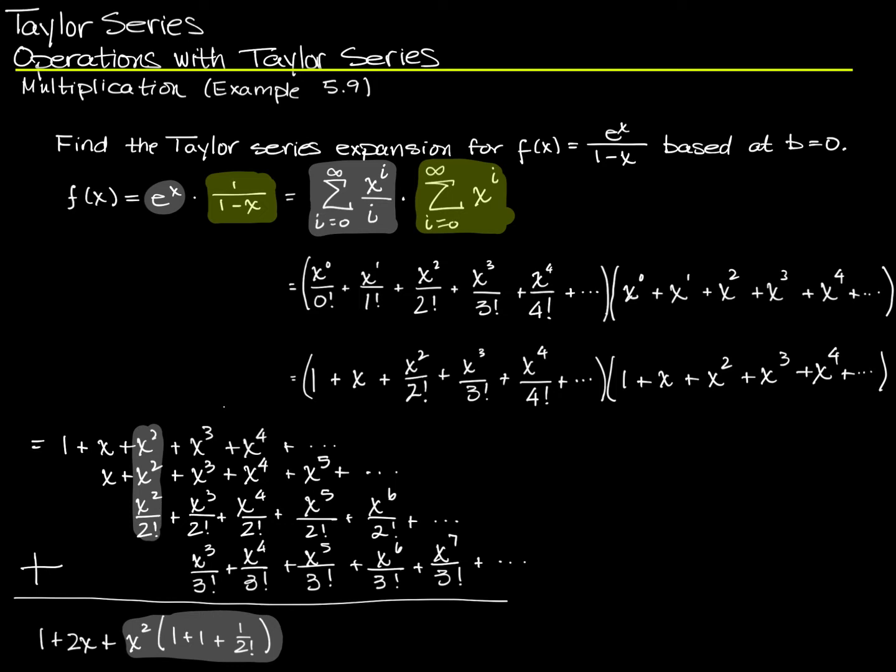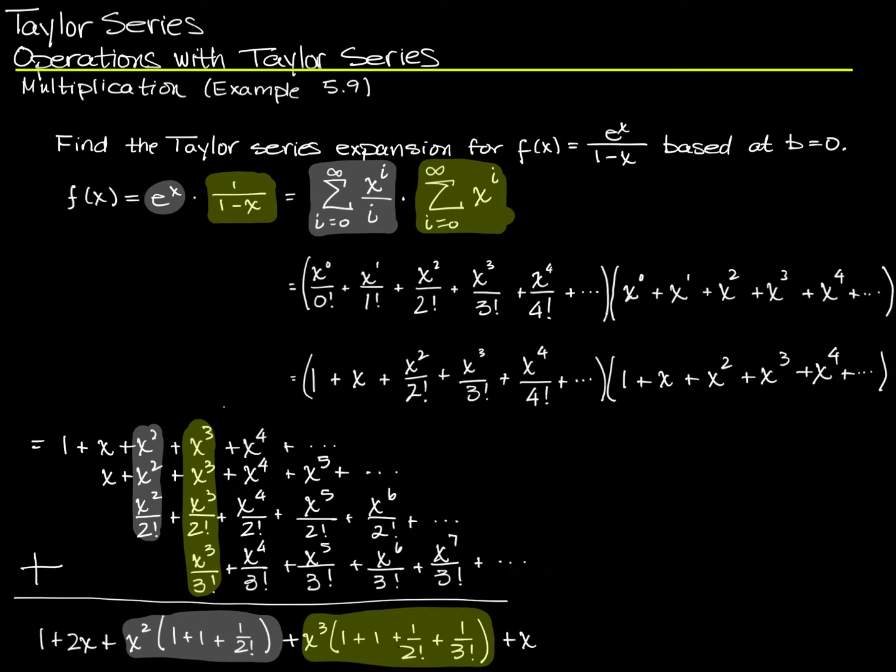Then in the next column, I'll use a different color highlighter. I'm going to factor out the x cubed. I get x cubed times 1 plus 1 plus 1 over 2 factorial plus 1 over 3 factorial. And that matches my yellow column. I'll do the same thing for each of the next few terms.